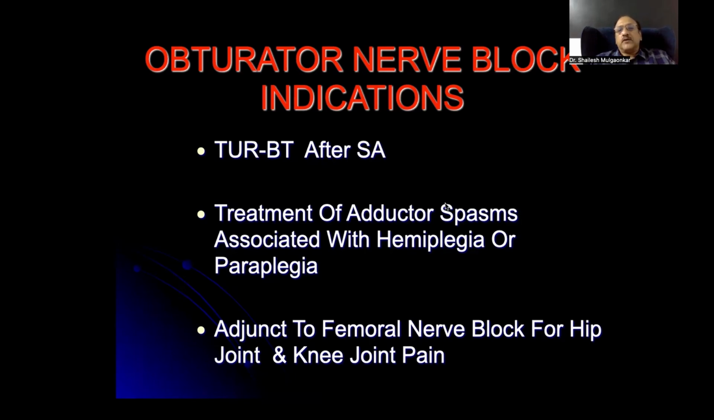The second indication is treatment of adductor spasms associated with hemiplegia or paraplegia, or as an adjunct to femoral nerve block for hip and knee joint pain. So for any surgery on the hip, if you want to do it only under a nerve block, then you have to block all four nerves: the femoral, the obturator, the lateral femoral cutaneous, as well as the sciatic nerve.